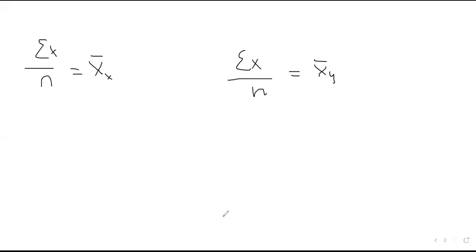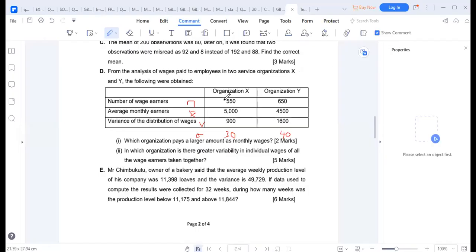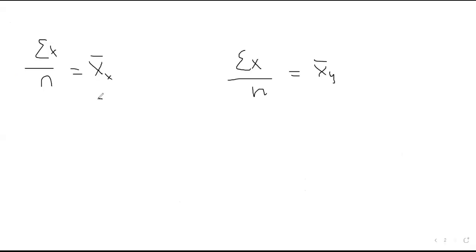So in this vein, let's start with organization x, the data parameters, and calculate the one which will give us a higher numerical value. So organization x, we have our n is 550 and our mean is 5,000. So here our mean is 5,000. Summation of x we don't have. Then the n is 550.